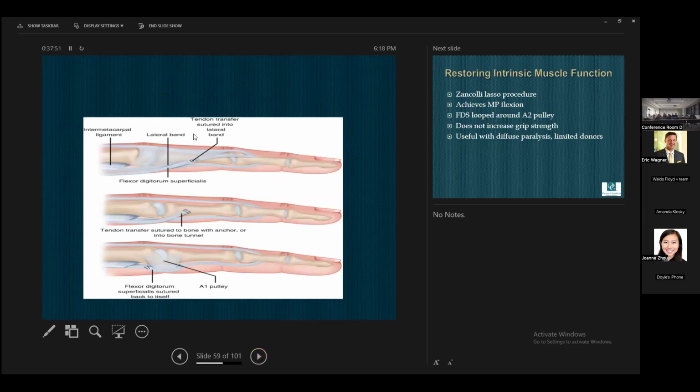So this shows a tendon transfer into the lateral band, into the oblique fibers. This shows a transfer into bone. And this transfer is around the A1 pulley. And that's a Zancoli transfer.